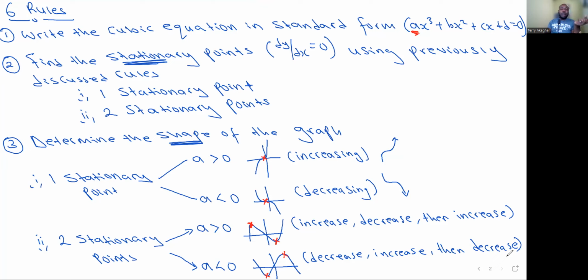So you have 2 stationary points. Okay, you go and check the A. If the A is greater than 0, it's going to be an increase, decrease, and increase graph. But if it's less than 0, it's going to be a decrease, increase, and decrease graph. Okay, so that will be that for that.